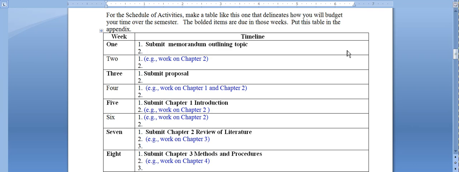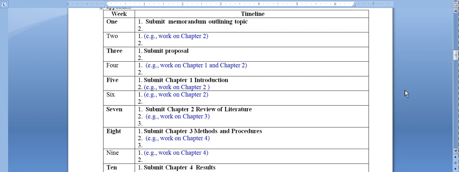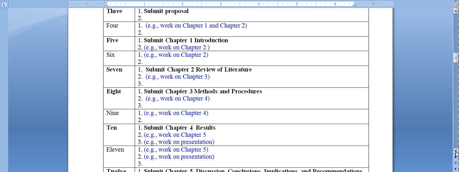And what I've done here is I've put together an example of what you might do for yourself. So, I've put in bold what things are due when. As I said, my idea was to have your memorandum be submitted in the first week, and then have your proposal submitted by the third week. And then in the blue, I've put in examples of what you might put down for your schedule of activities.